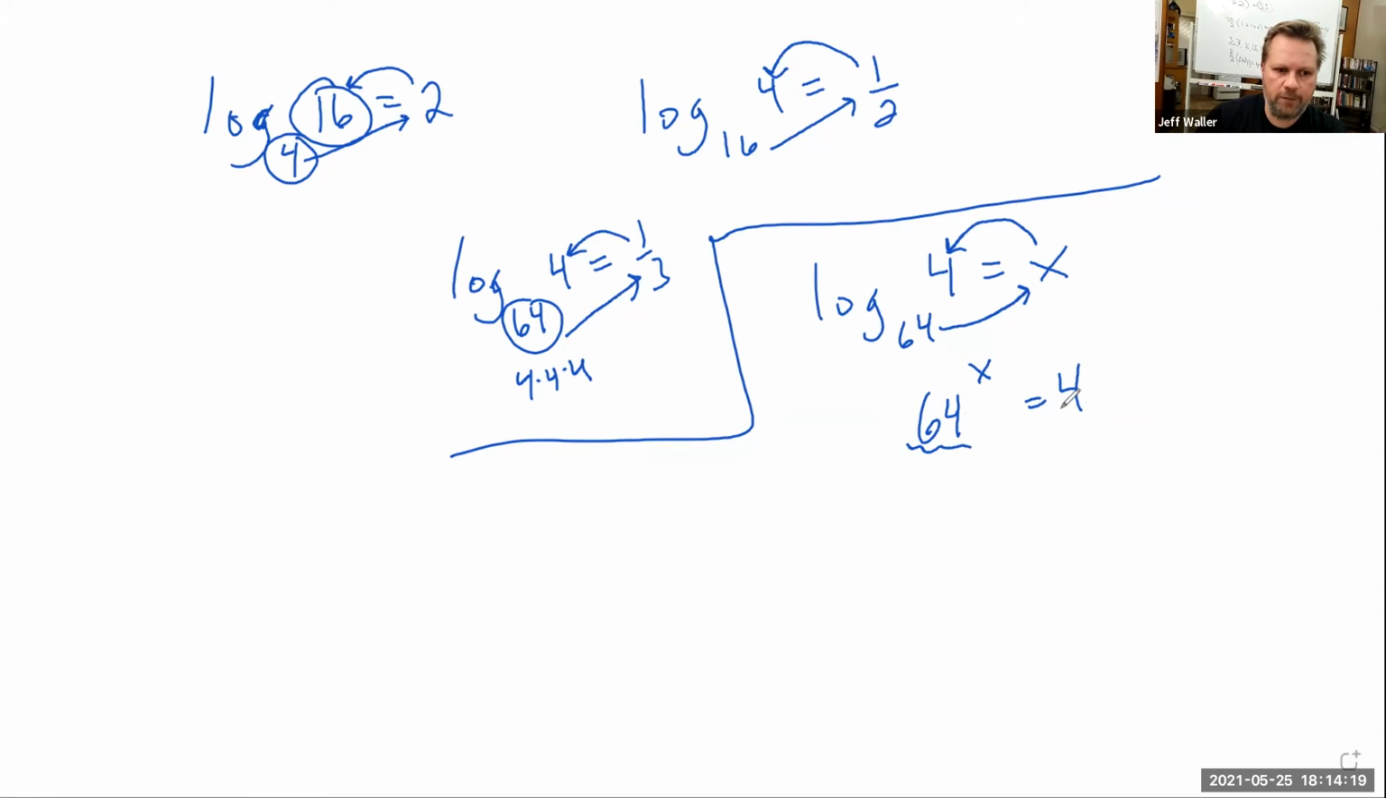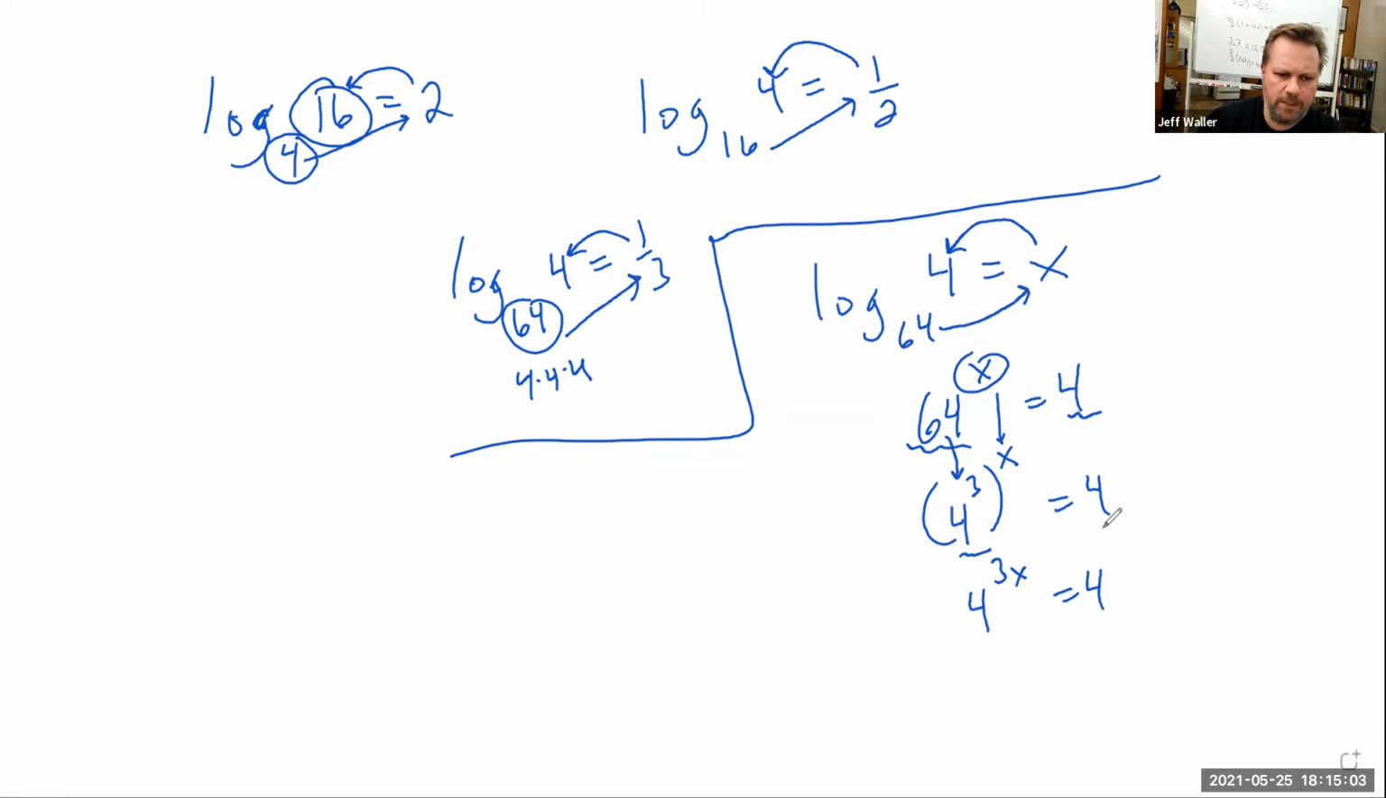Can I rewrite 64 in terms of this? 64 is 4 to the what power? Oh, there's a chat. Okay, 3. True. Good. 4 cubed is 64. This is 4 cubed to the x, because all I did was replace 64 with what it is. So that's still there. So 4 to the 3x equals 4.